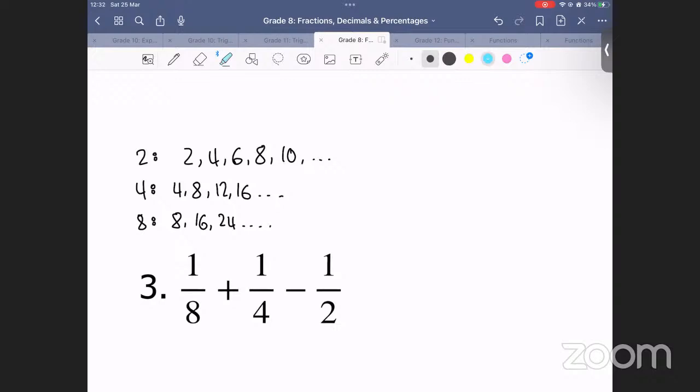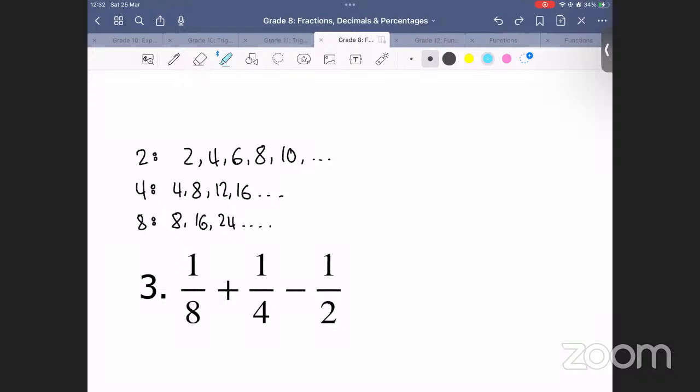Now, somebody says 2. If we look at 2, 2 is not a factor of 4 and 8. 2 is too small to be a factor of 4 and 8. Remember, factors are like 1 times that number, 2 times that number, 3 times that number. So the first factor of 8 is 8. It's way bigger than 2, so it cannot be 2.